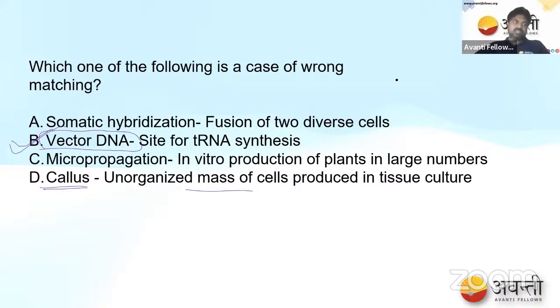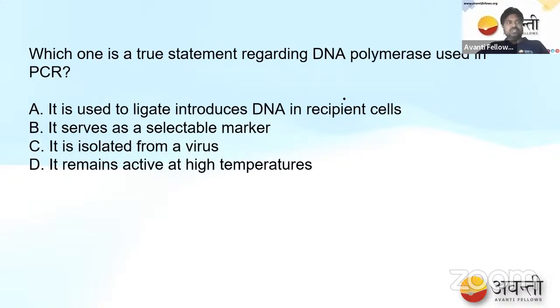ठीक है, चलो आगे बढ़ते हैं. Next question on your screen. Which one is a true statement regarding DNA polymerase used in the PCR? Option A, it is used to ligate introduced DNA in a recipient cell. Option B, it serves as a selectable marker. Option C, it is isolated from the virus. Option D, it remains active at a high temperature. Okay, चलो. So I'm launching poll for it also. Please answer fast. And then we will go to the next question.